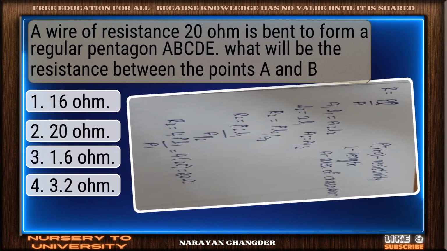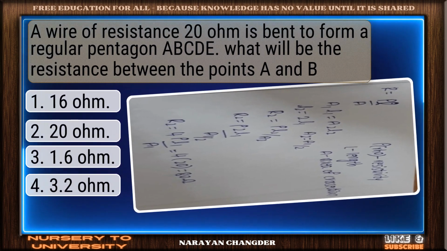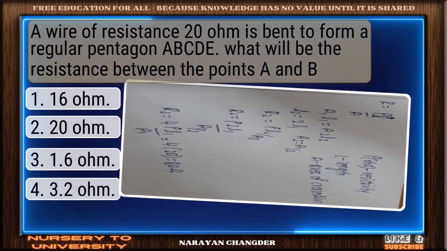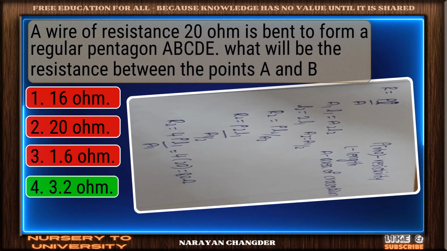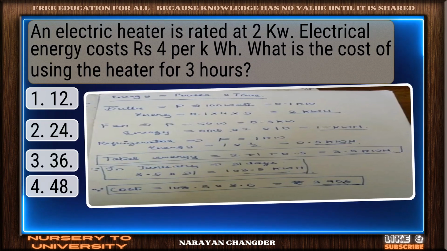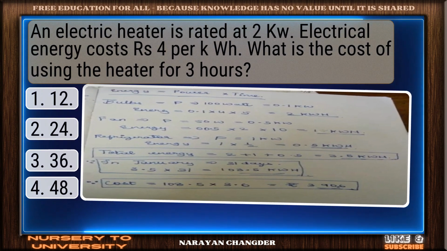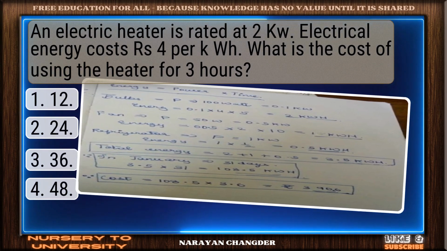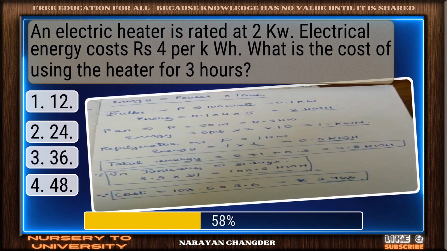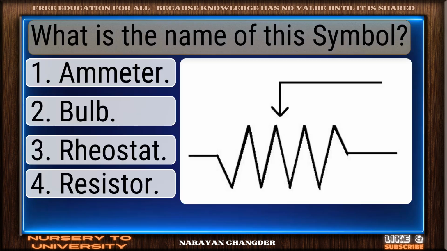A wire of resistance 20 ohm is bent to form a regular pentagon ABCDE. What will be the resistance between the points A and B? You got it. 3.2 ohm fits. An electric heater is rated at 2 kW. Electrical energy costs 4 per unit. What is the cost of using the heater for 3 hours? Well done. 24 is right.